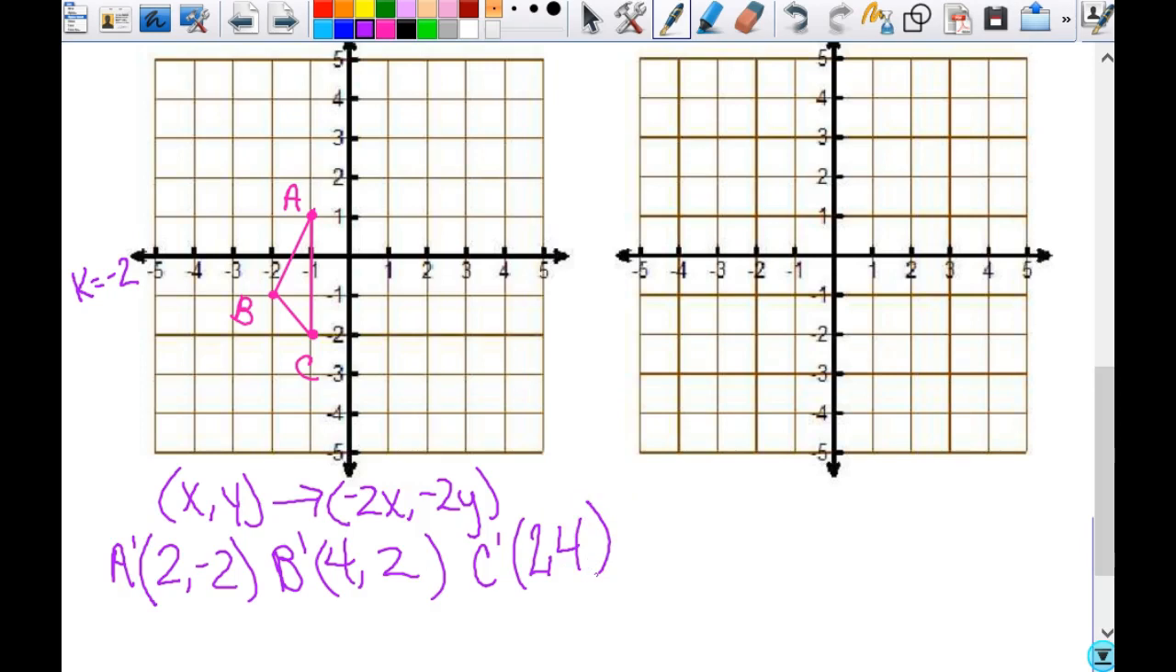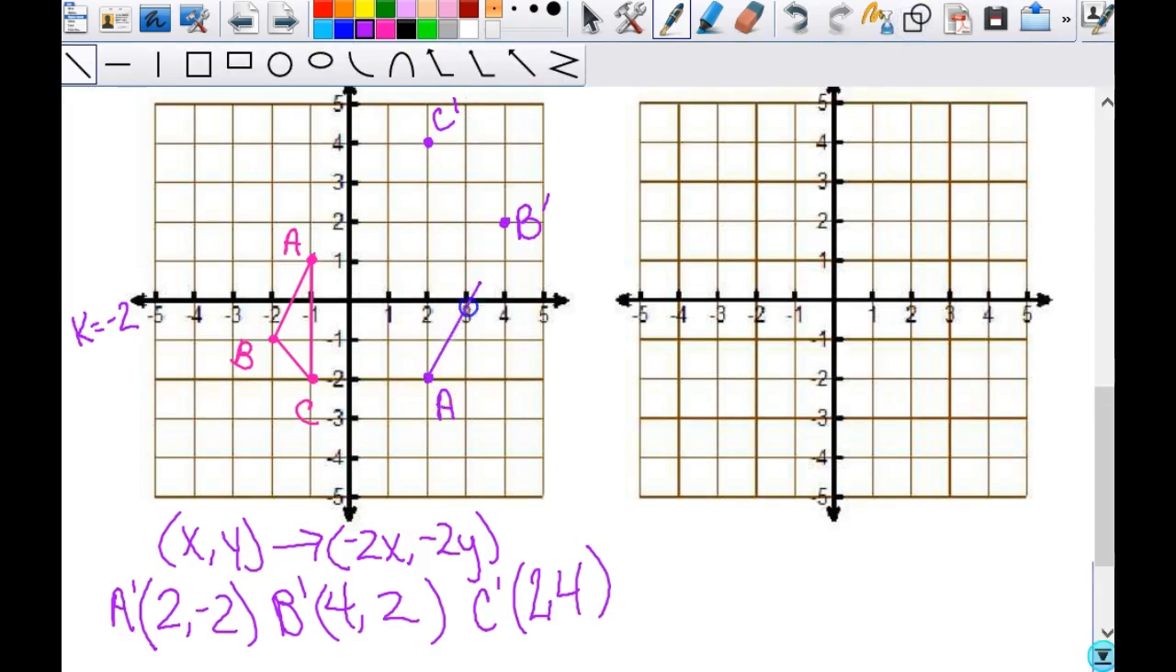And then we can plot those points. So A prime is at 2, negative 2. B prime is at 4, 2. C prime is at 2, 4. And then I connect them with a straight edge.